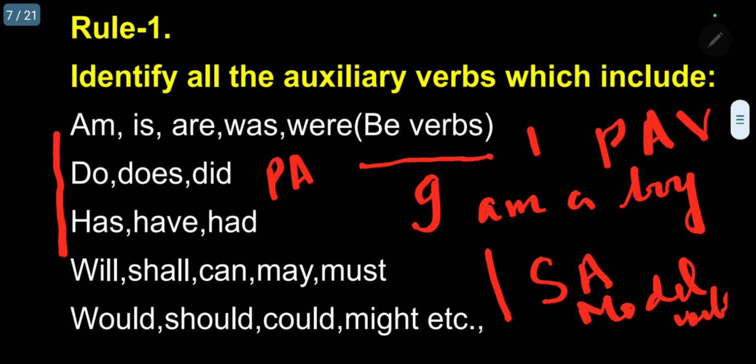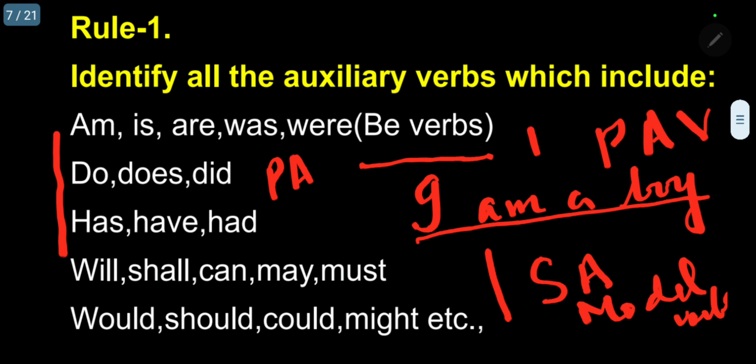It will not act as a main verb, it will act only as a helping verb. Main verb, it will come separately. This is the interesting information. So coming for the first type, specifically I give an example: I am a boy.